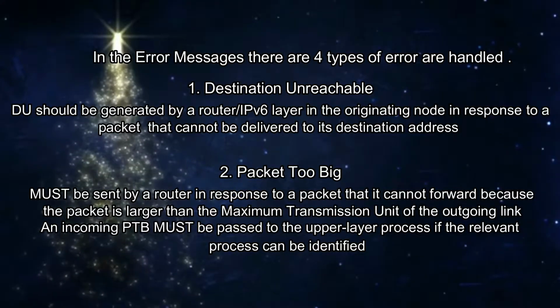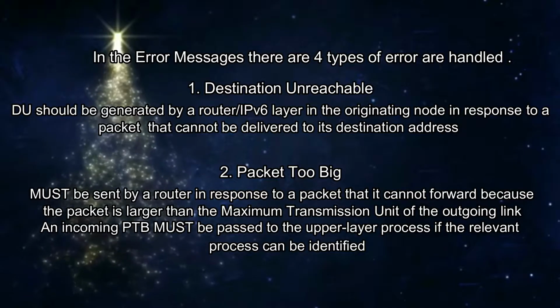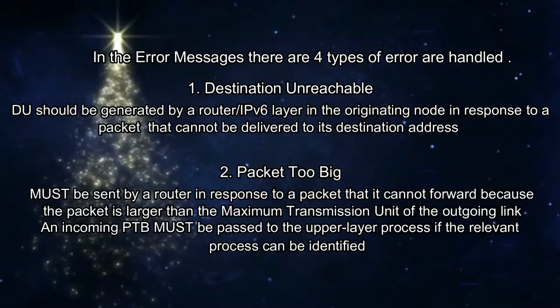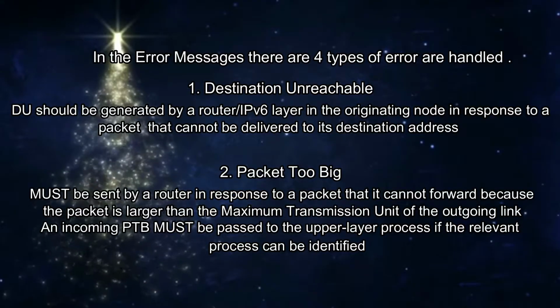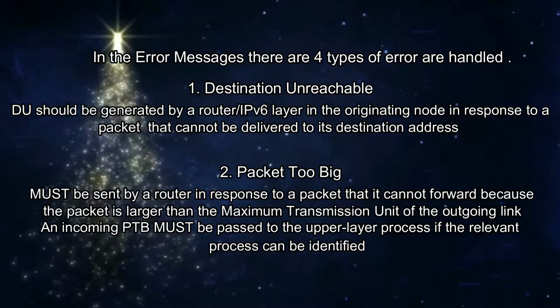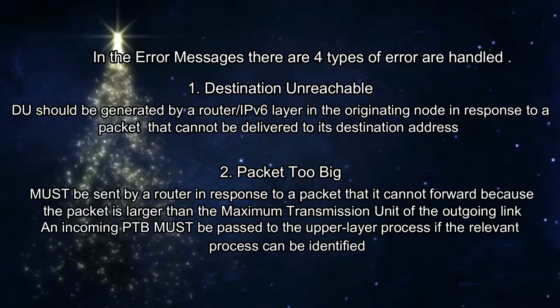The second is packet too big. It must be sent by a router in response to a packet that cannot be forwarded because the packet is larger than the maximum transmission unit of the outgoing link, and an incoming PTB must be passed to the upper layer process if the relevant process can be identified.